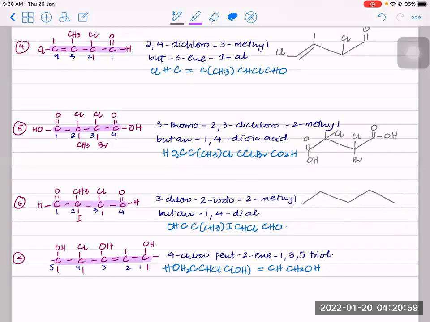Then this one also has 4 carbons in the main chain. So let's show the 4 carbons in the main chain. Then we have a double bond O here. We have a CH3 and an iodo here. We have a Cl over here. We have a double bond O over here. Then this right here also has 5 carbons in the main chain. Right here we have an OH. Then we have a Cl over here, an OH over here, double bond over here, and an OH over here.